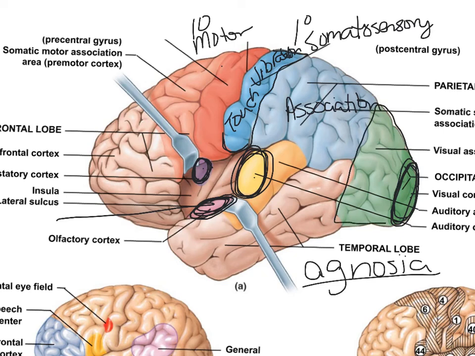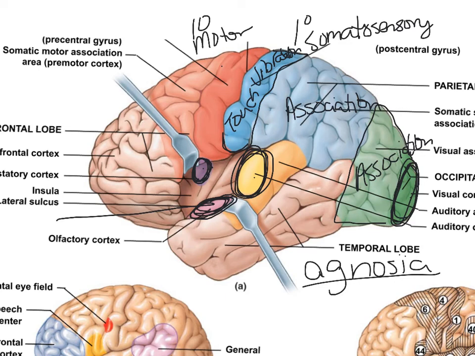Then we have another association area back here that's next to the visual cortex. So we call this the visual association area. And that's going to interpret whatever you see. So it helps you to recognize letters and words. This is where you learn how to read, right?